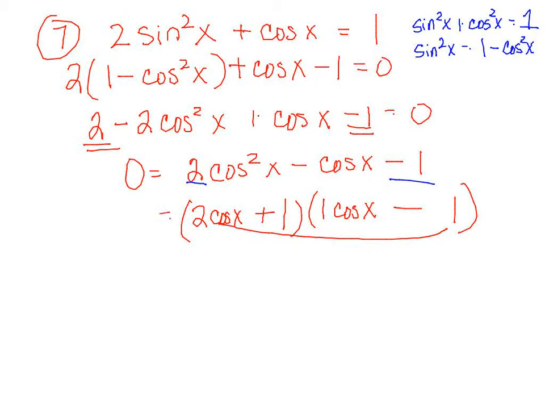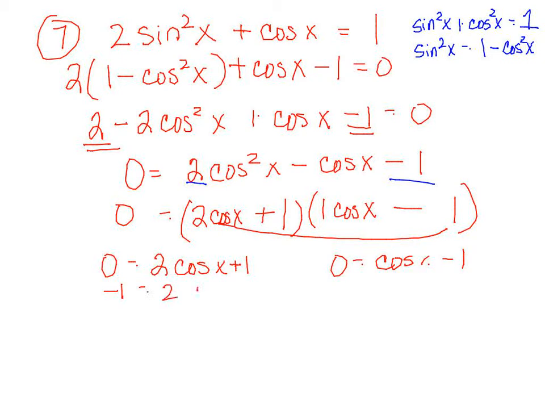So what we have is 0 equal to 2 cosine x plus 1, and 0 equal to cosine x minus 1. So this gives us negative 1 equals 2 cosine x. So divide by 2 and we get negative 1/2 equals cosine x. On the second one, we add 1 to both sides and we get 1 equals cosine x.